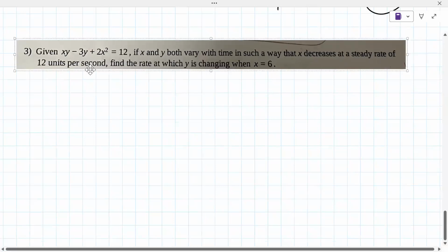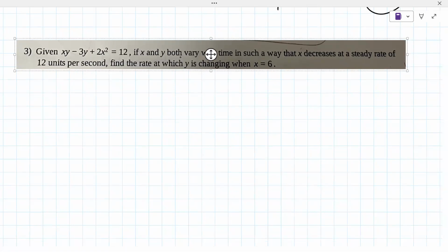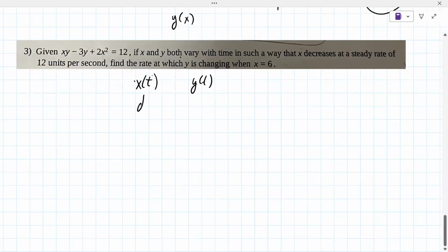All right. Given this equation, if x and y both vary with time, this is the reason this is different than the previous problem. In previous problems, y was a function of x, the other variable. In this problem, x is a function of t and y is a function of t, which means their derivatives are dx/dt and dy/dt. So it's like they're both implicit.